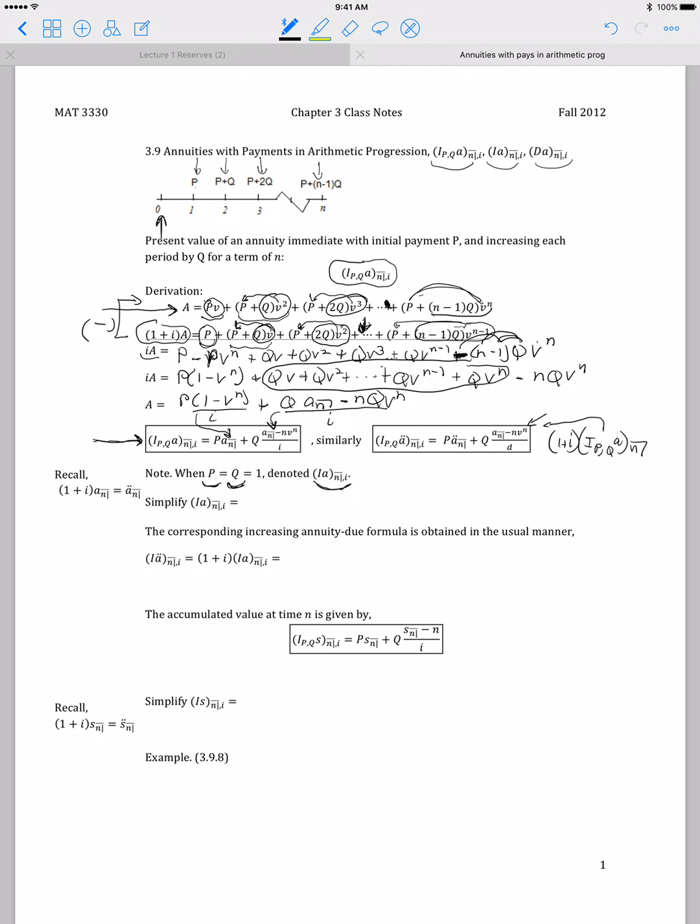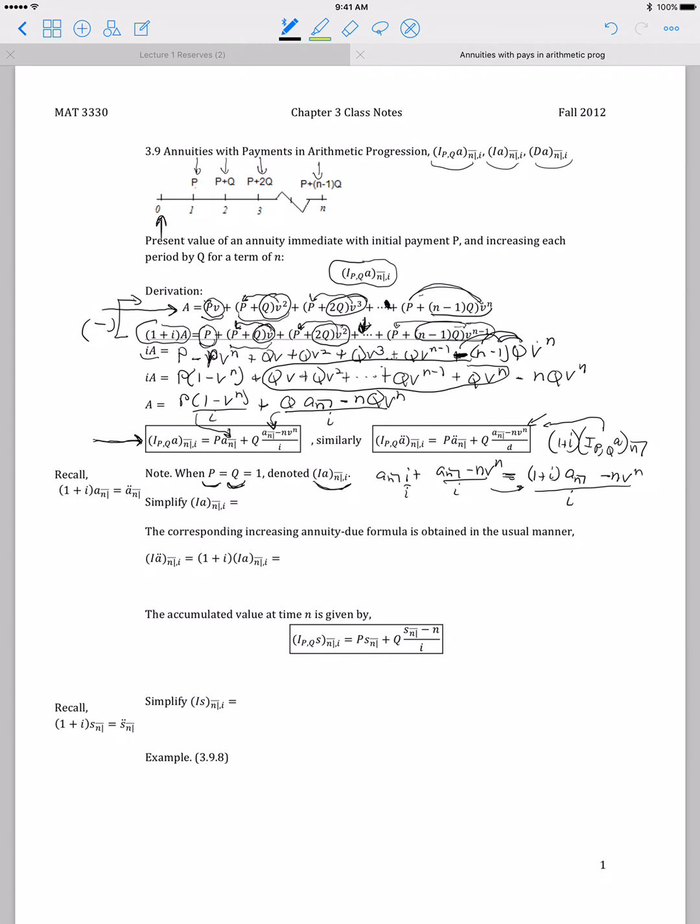So if we plug 1 in for P and Q above, we get a_n plus (a_n minus n v^n) over i. And then if we multiply this by i over i, we can combine the first two terms by factoring out the a_n. So again, if you don't see that, pause it. Make sure you understand how we went from here over to here.